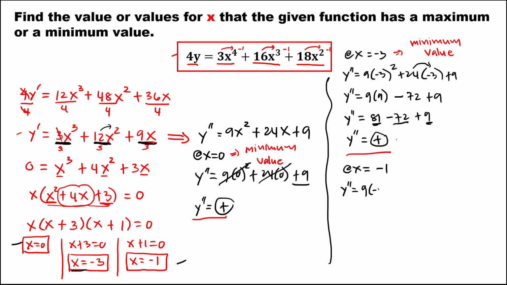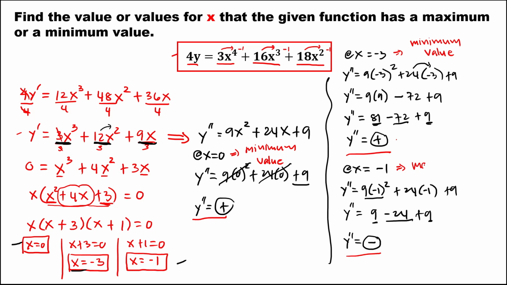Then for the last value for x, at x equals negative 1, from the second derivative, 9 times negative 1 to the power 2 plus 24 times negative 1 plus 9. So y double prime equals 9 minus 24 plus 9. So the second derivative equals 18 minus 24. So this one is negative. Therefore, since the second derivative is negative, x equals negative 1 is the maximum value.